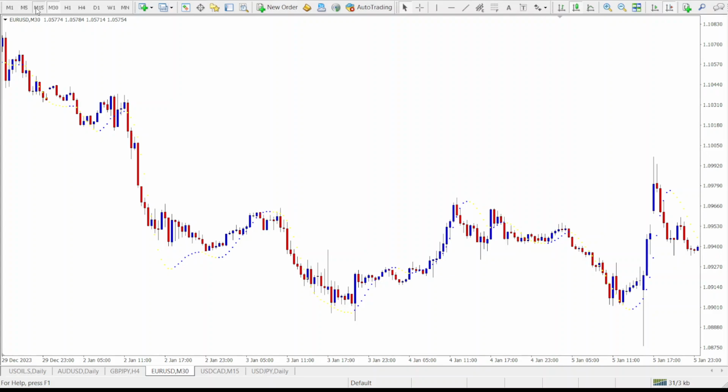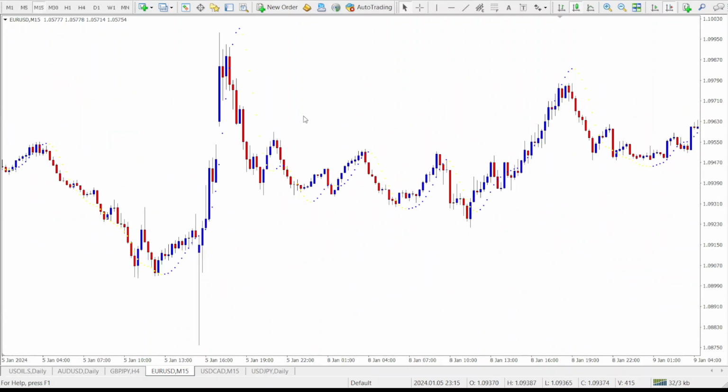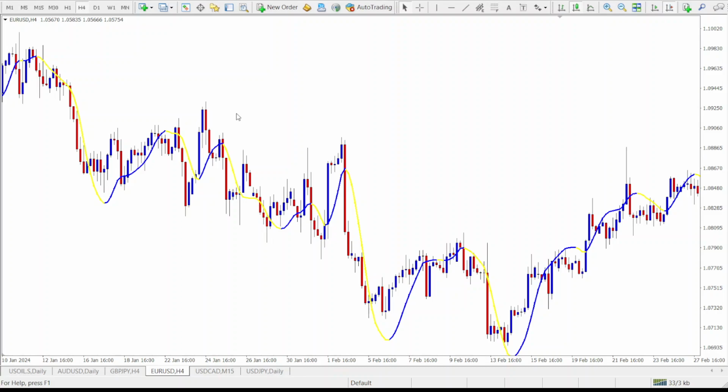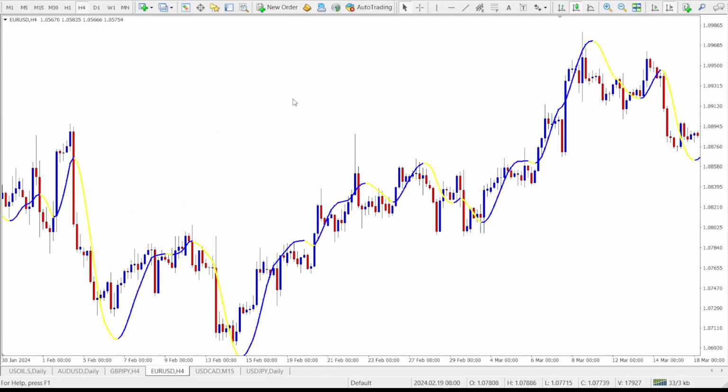As we can see here, this indicator is a very straightforward indicator, right? We can see the formation of dots. The indicator uses dots to give signals. It somehow wants to look like the parabolic SAR, but it's not the same.